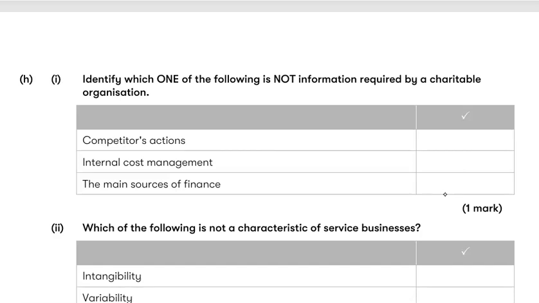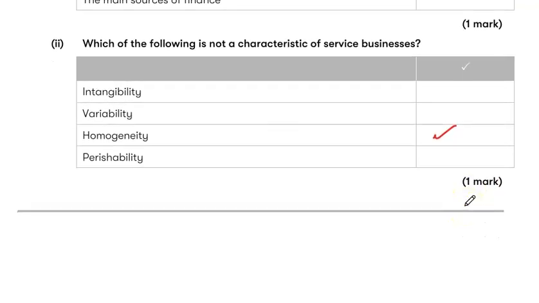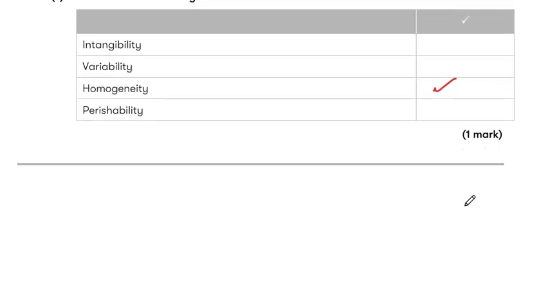The next question is, which of the following is not information required by charitable organizations? Competitor actions. Definitely they will not need any kind of competitor actions. The next question is, which of the following is not a characteristic of service businesses? In the case of service businesses, intangibility yes, variability yes, homogeneity. So when you provide any kind of service, even if you give a lecture, the same lecture repeated again will not be 100% the same; there could be differences. But in the case of a product, it will be very similar to one another.